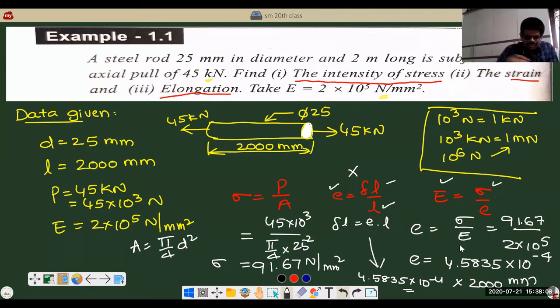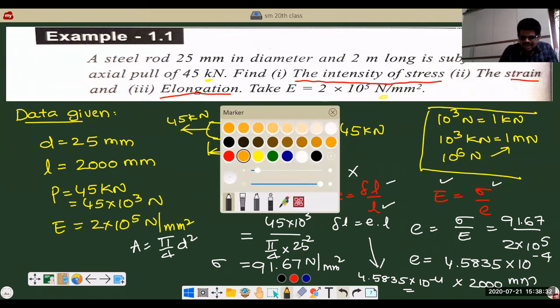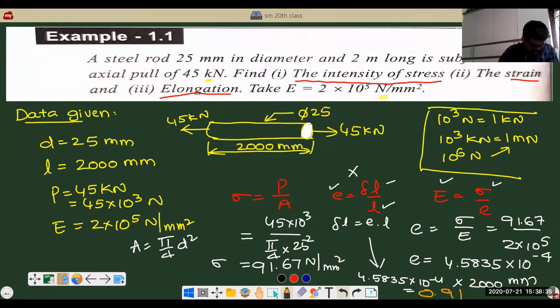2.29 into 10 power 3. What is that? Delta L. No, sir, 0.91. Exactly. So here the answer is 0.9167. Excellent. Sai, check yourself. And what are the units for this? Is there any units for extension?